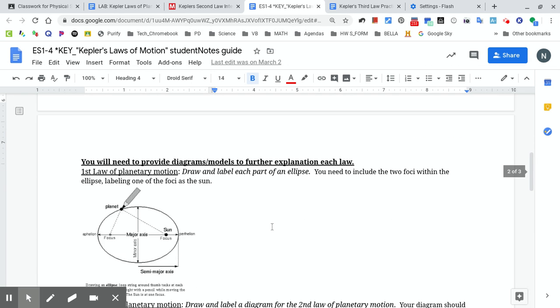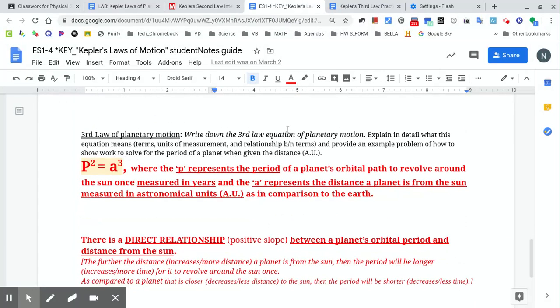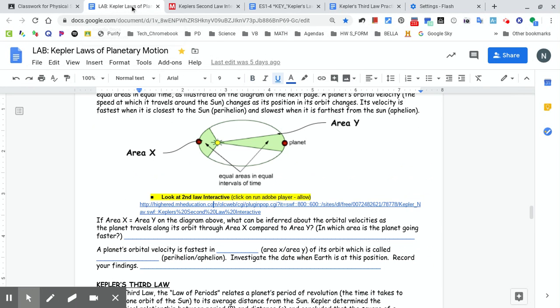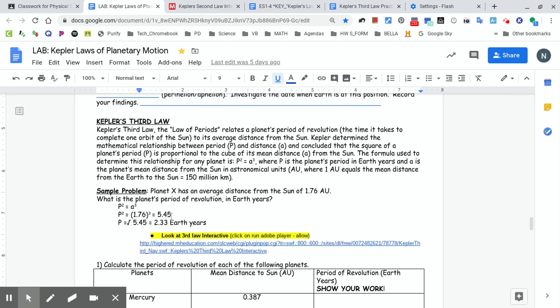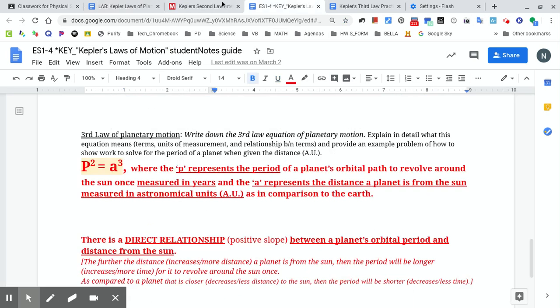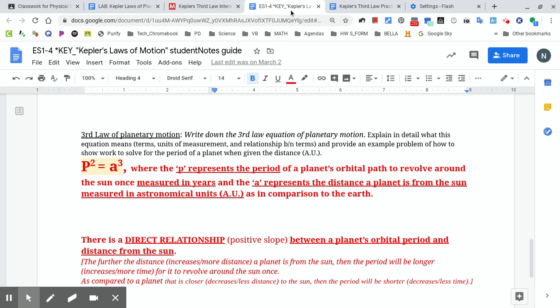All right, so let's go down and look at the visual here on our key that I sent to you guys. So third law of planetary motion. You had this on your lab. Right here, it kind of explained it right here and gave you the variables and gave you a sample problem. I also have a sample problem on the key. I'll have to look at the diagram here in a second. All right, from the interactive, close this interactive now. Go ahead and click on this so it's ready to go. So that goes right to it. Okay. All right, so write down the third law of planetary motion.